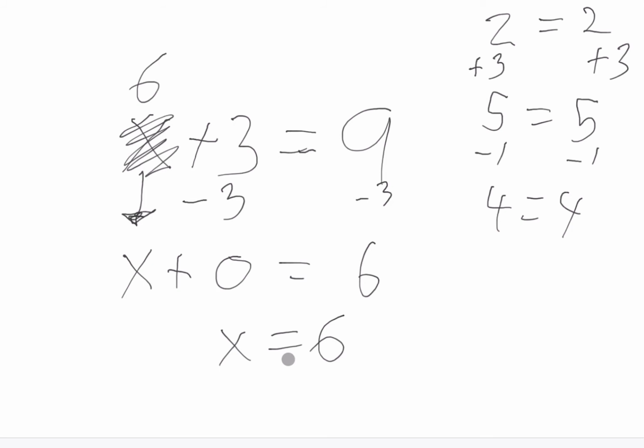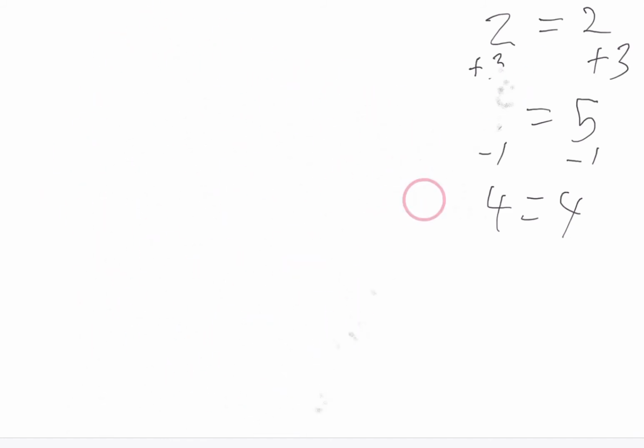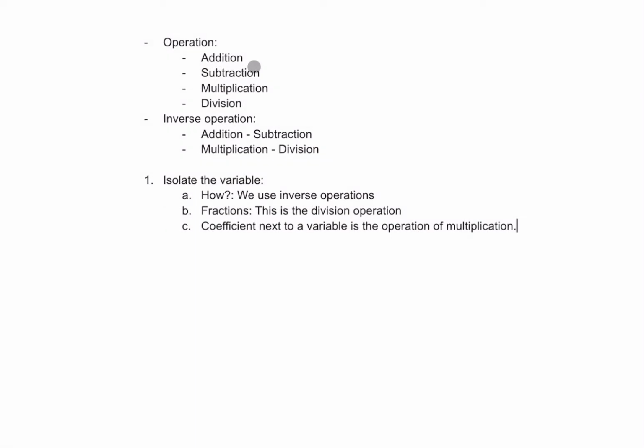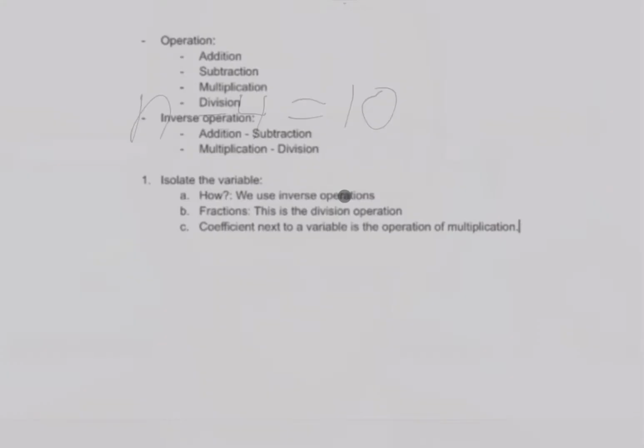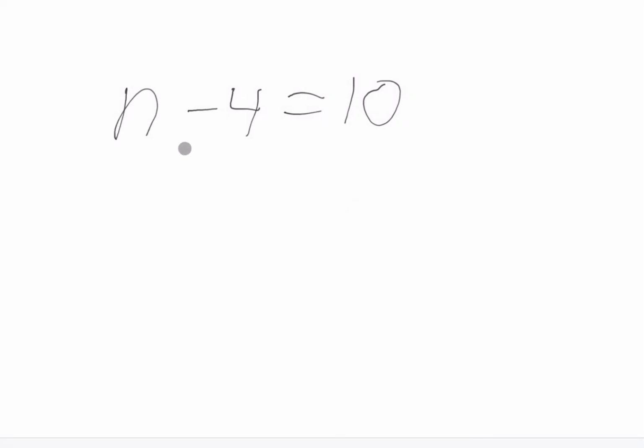So let's go ahead and look at a few of these. So I'm going to erase everything. And this time, let's do n minus 4 equals 10, okay? So here, what's the first step? The first step is isolate the variable. How? Use the inverse operation. So what's the inverse operation here?